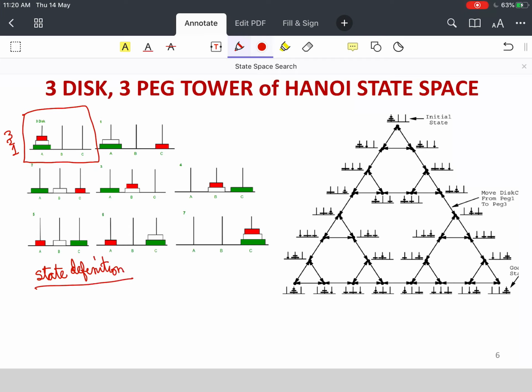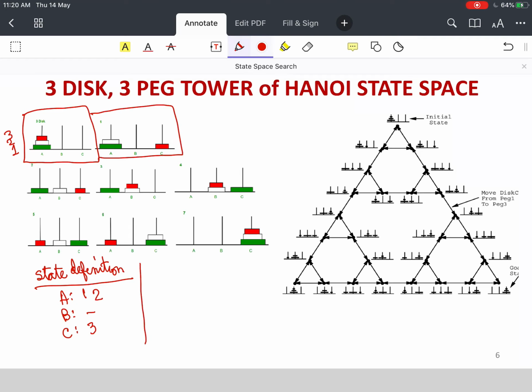One of the simplest ways is to indicate for A, for B and for C what is the sequence of objects in that peg. For example, if we write 1, 2, nothing here, and 3 here, this is equivalent to this configuration, which means that in peg A we have discs 1 and 2, in peg B we have none, and in peg C we have 3.